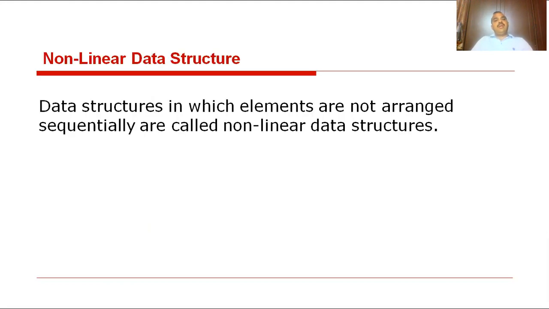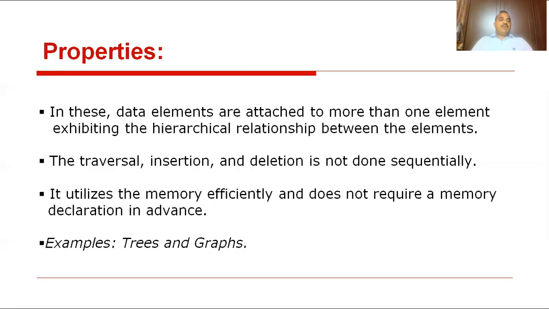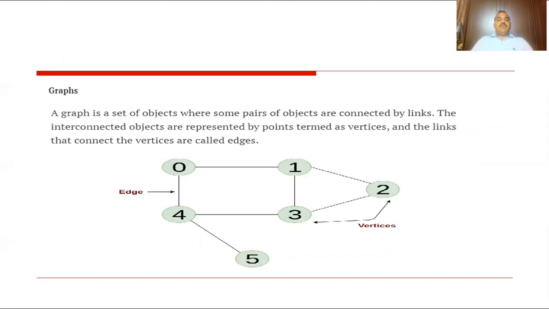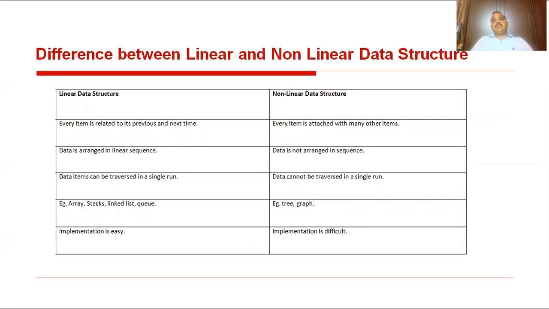Then non-linear data structures. Those whose elements are not arranged sequentially are called non-linear data structures. These are the properties of non-linear data structures. Trees and graphs are the non-linear data structures. We will discuss them in detail in the fourth and fifth units. This is an example of a tree. This is an example of a graph. What is a graph? A graph consists of a number of edges and vertices. Then these are the differences between linear and non-linear data structures.